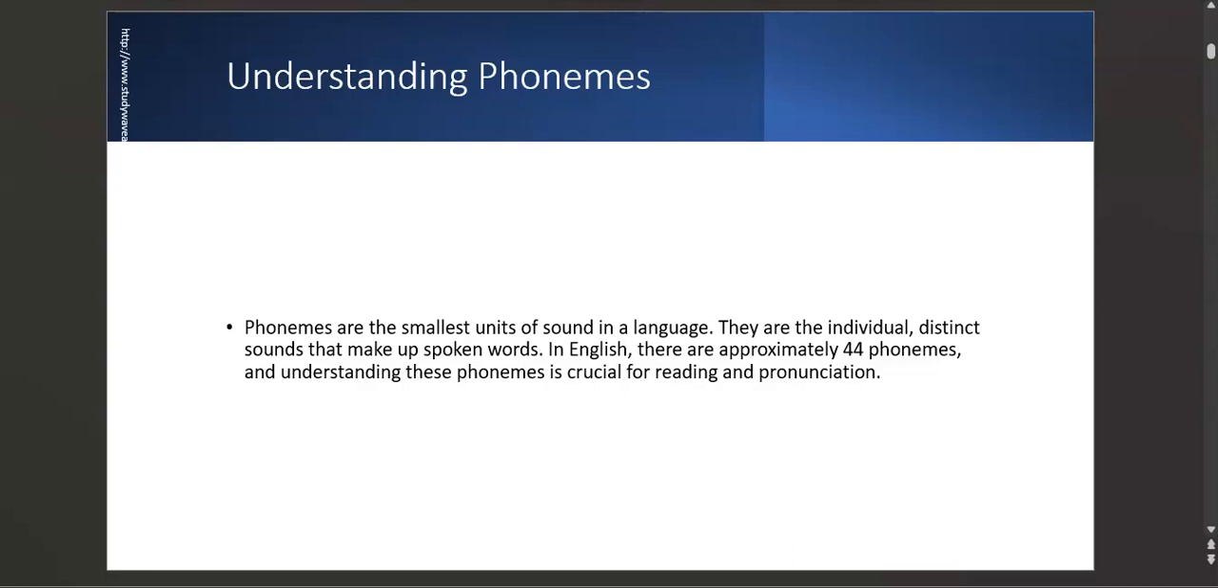In English, there are approximately 44 phonemes, or these sounds, and understanding these phonemes is crucial for reading and pronunciation. So for you to understand phonemes, you have to understand these words and these sounds, and this will help you become a good reader. Someone who wants to be a good reader in this class, or good at pronouncing words, has to be good at understanding these phonemes and how to pronounce them. Once you know how to pronounce the phonemes, then you'll be a good reader.